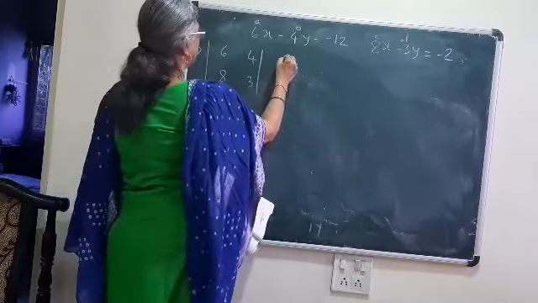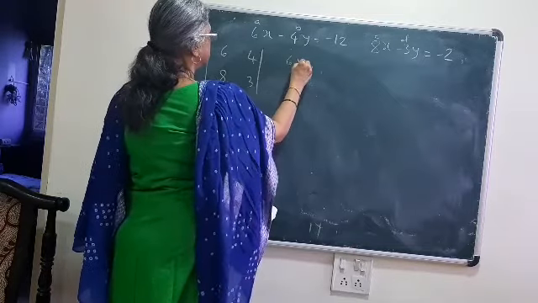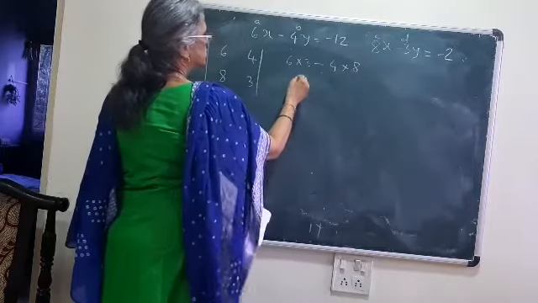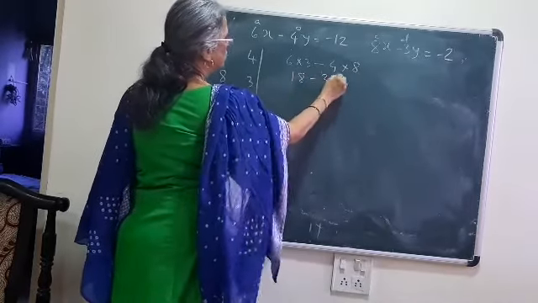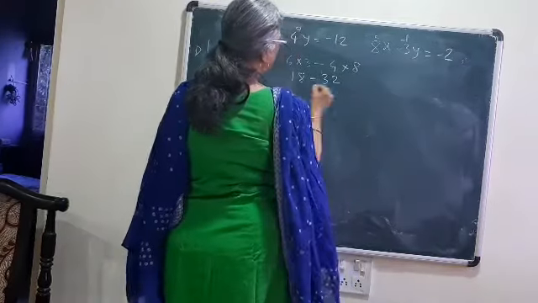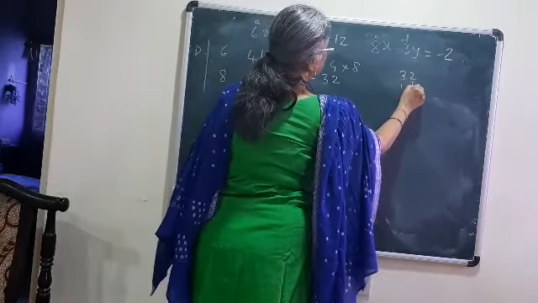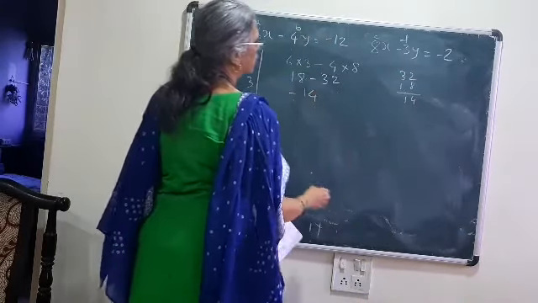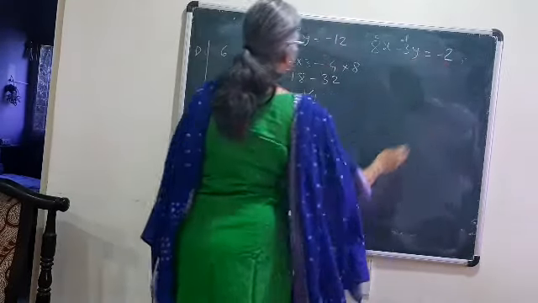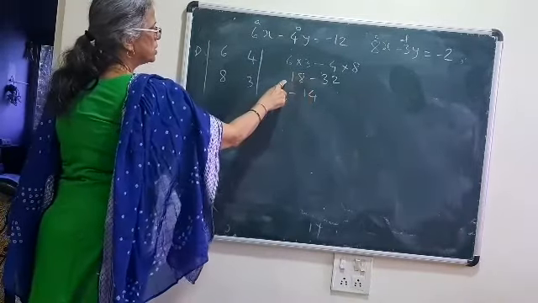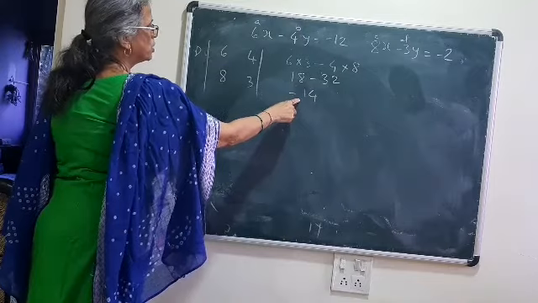Then what will be D? AD minus BC, 6 into 3 minus 4 into 8. So 18 minus 32. So how much will it be? We are getting minus 14. Minus 32 plus 18 will give you minus 14.